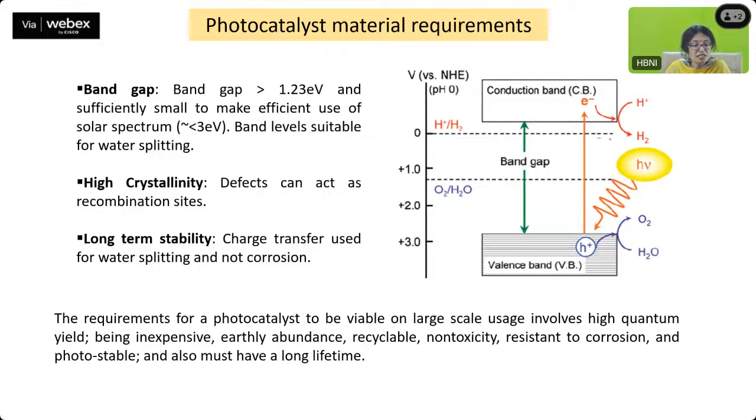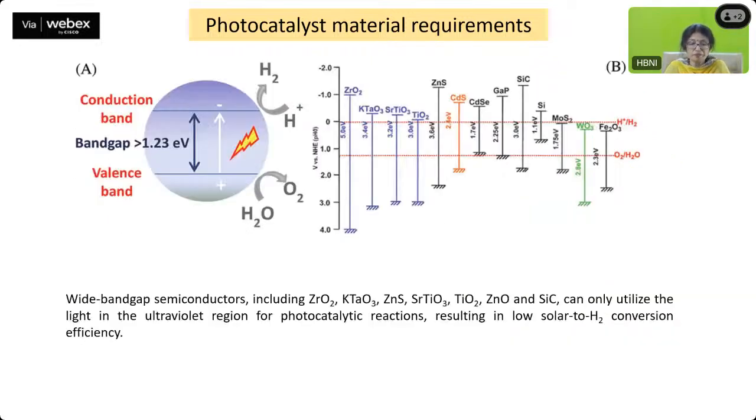Then long-term stability: the charge transfer used for water splitting should occur without corrosion. So you have to see that the material doesn't corrode, and in fact gives a very efficient charge transfer without corrosion. The requirements for a photocatalyst to be viable for large-scale usage involve high quantum yield, being very inexpensive, earth abundant, recyclable, non-toxic, resistant to corrosion, photostable, and it must also have a very long lifetime.